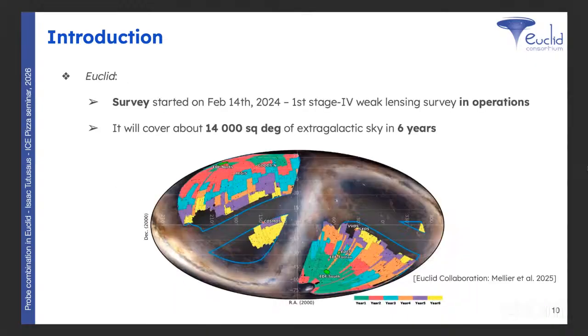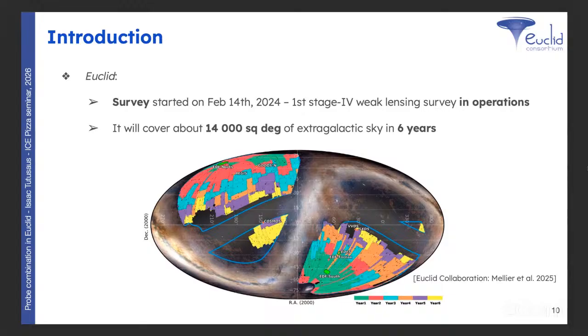Now, Euclid started on Valentine's Day, 2024. So the main survey started at that point, and it became at that moment the very first stage 4 weak lensing survey in operations. So the first stage 4 spectroscopic survey was DESI, but Euclid was first in terms of photometry. And it will cover around 14,000 square degrees of the extragalactic sky.